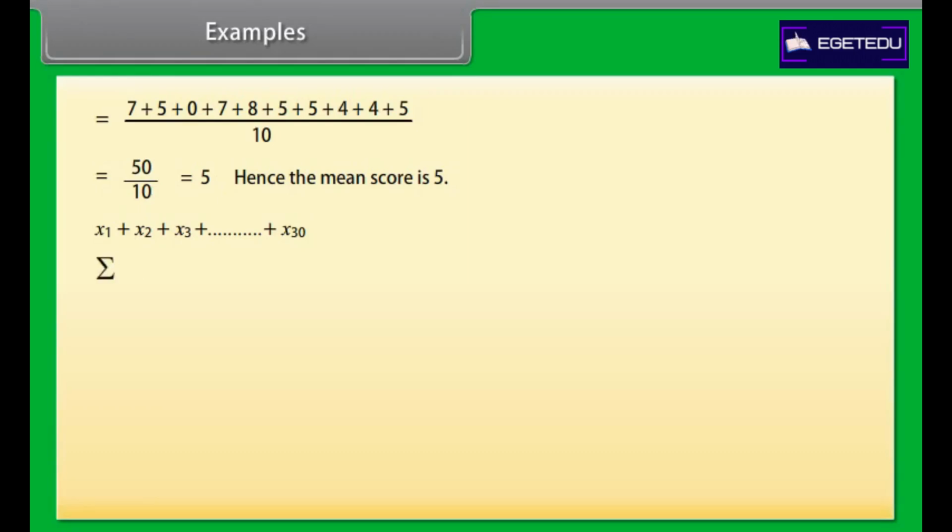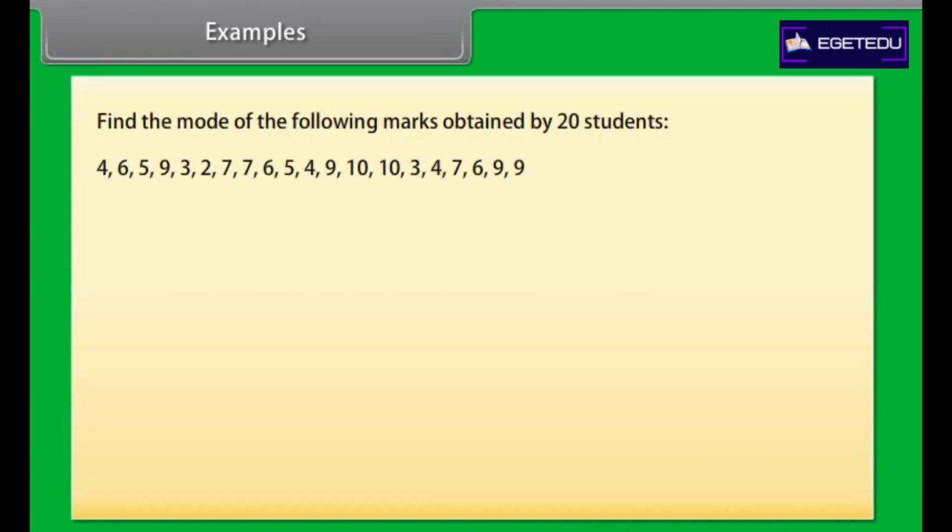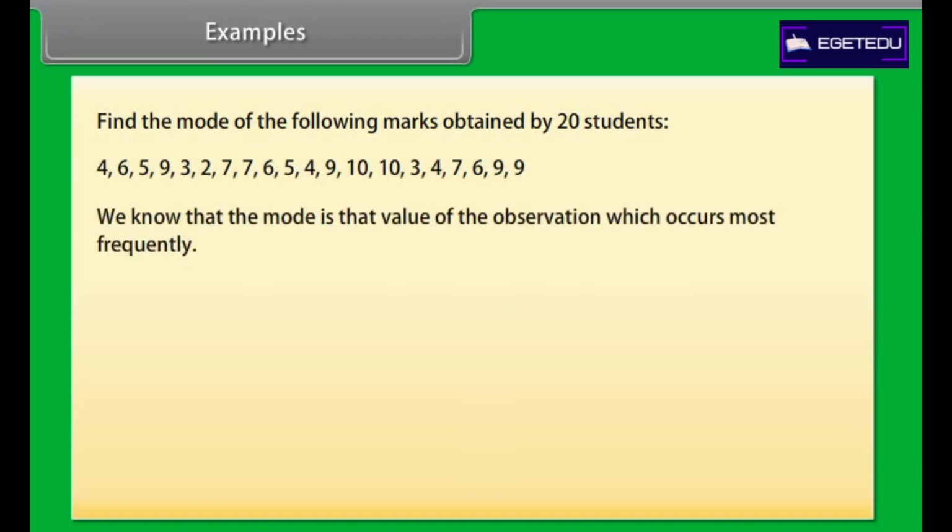If the observations are large, for example, up to x30, then it would take a lot of time to calculate the mean. To solve such problems, we use the Greek symbol sigma for summation. So instead of writing x1 plus x2 plus x3 plus so on till x30, we write it in this way, which is read as the sum of xi as i varies from 1 to 30.